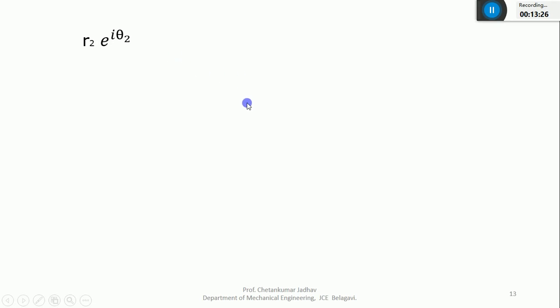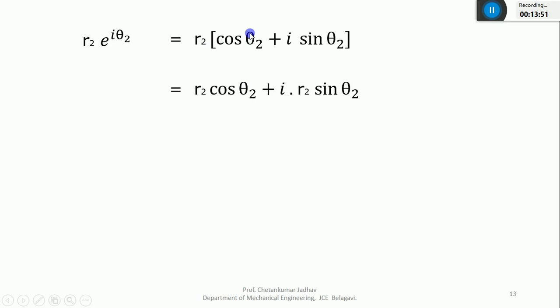Yeah, what is the real part? Just substitute theta 2. What about this R2? There's a multiplication, so you have to consider this also. First, I'll keep R2 as it is. I know e raised to I theta 2 is cos theta 2 plus I sin theta 2, right? Then I'll take the R2 inside. It becomes R2 cos theta 2 plus R2 sin theta 2 multiplied by I. Correct? I've taken R2 inside.